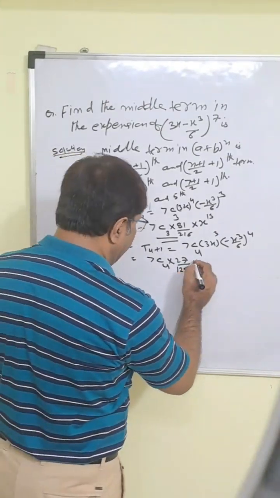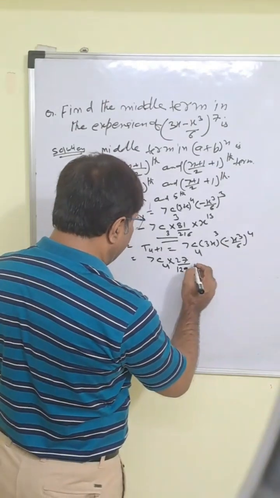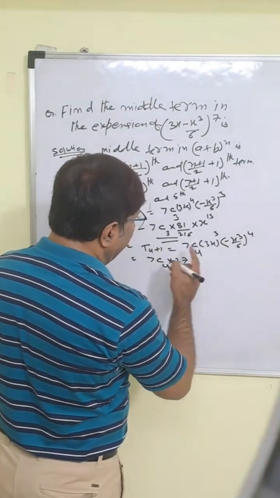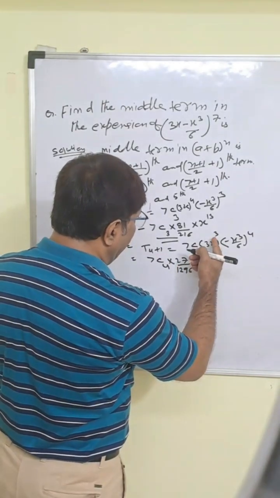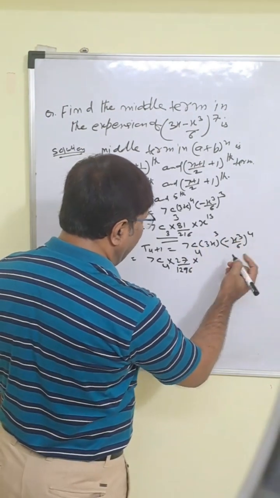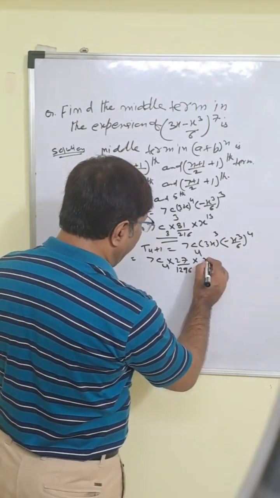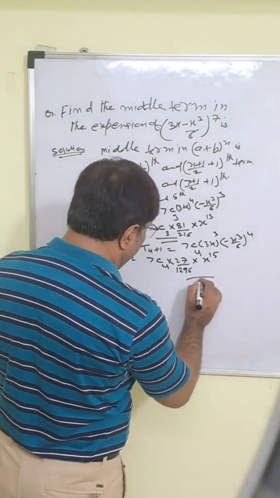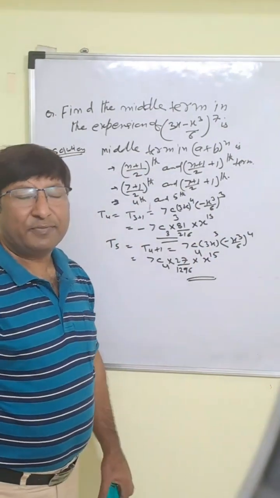And multiply, the minus becomes positive. Here we are getting x to the power 3 and x to the power 12. So 12 plus 3 is 15, and we get x to the power 15. This is our correct answer.